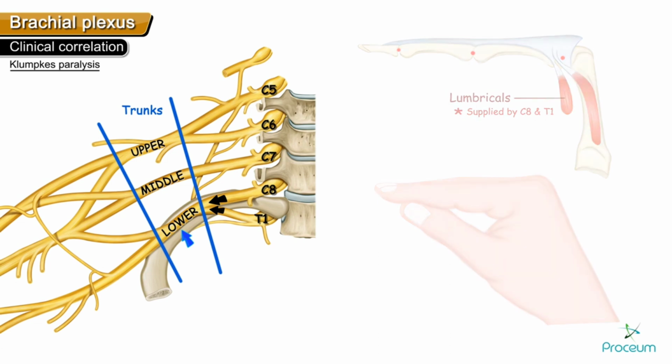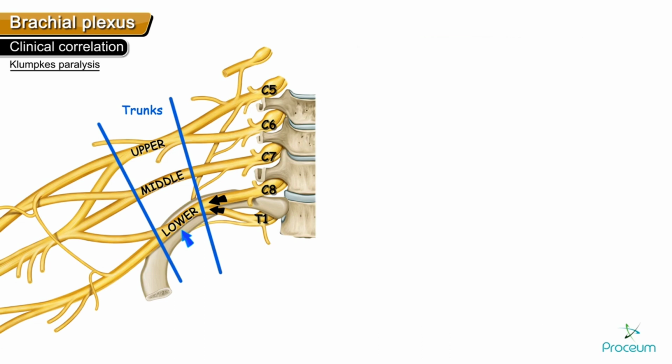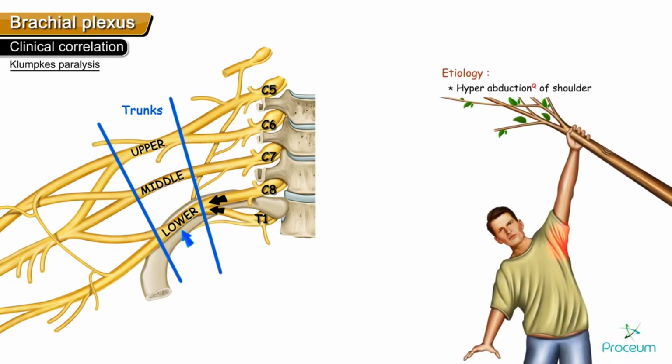Klumpke's paralysis or the lower trunk injury occurs when there is a hyperabduction of the shoulder, when there is undue abduction between the arm and the trunk, as that happens while holding on to something during a fall, while clutching on to something during a fall. When there is a hyperabduction of the shoulder, it leads to lower trunk injury or Klumpke's paralysis.